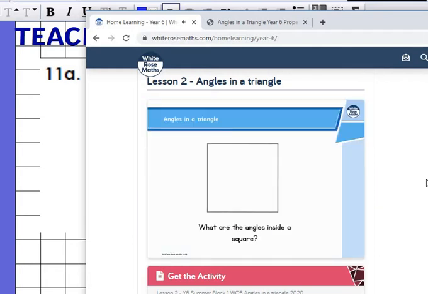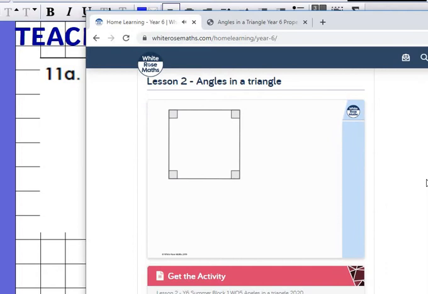Okay, we're going to look at angles in a triangle, and you might be thinking, we're looking at angles in a triangle, why are we looking at a square? Well, you'll see why in a second. So, what are the angles inside a square? Have a think for yourself first. If we remember rightly, we know that all the angles inside a square are all right angles, which means they are 90 degrees each. Okay, watch carefully.